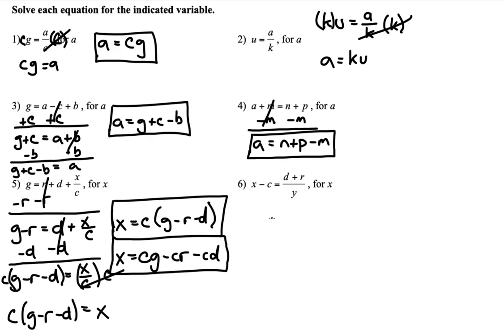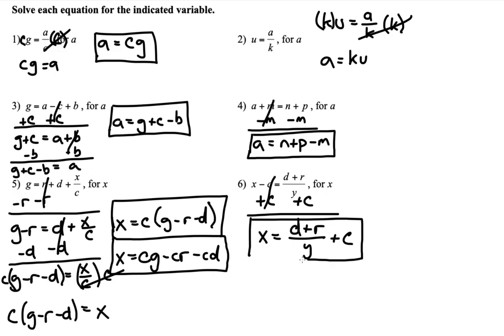Finally, for 6, I have x minus c equals d plus r over y. I want to isolate x alone, and it's x minus c. So the opposite of minus c would be to add c. And if I do it to one side, I have to do it to both sides. So the c's cancel, and I'm left with x equals d plus r over y plus c. So that might be one answer that you might want to leave it like that.